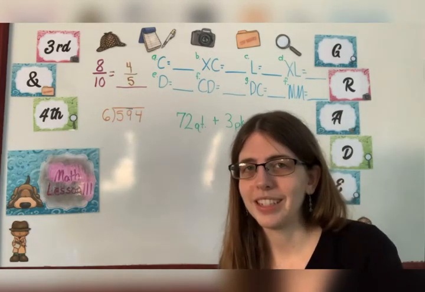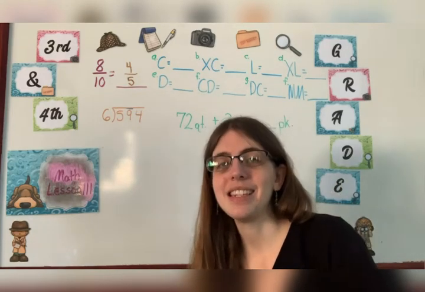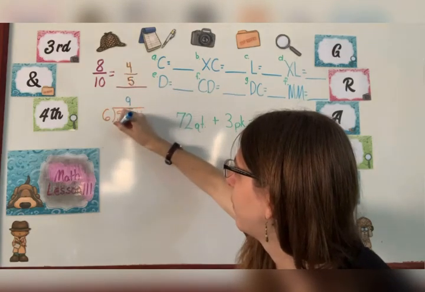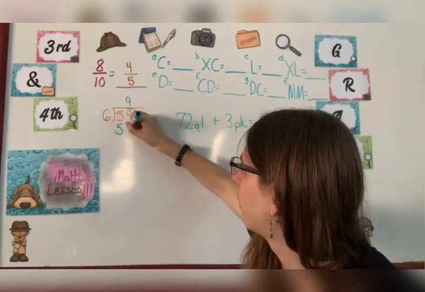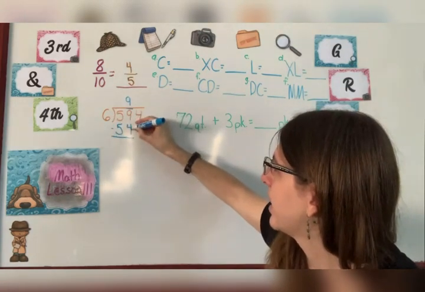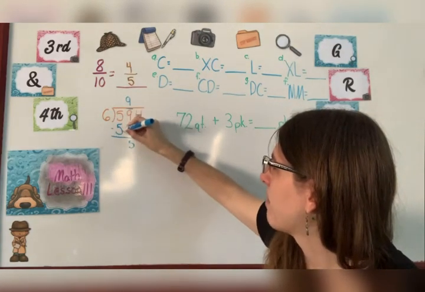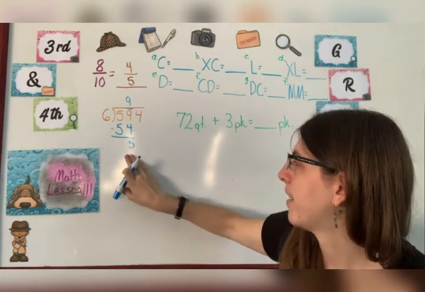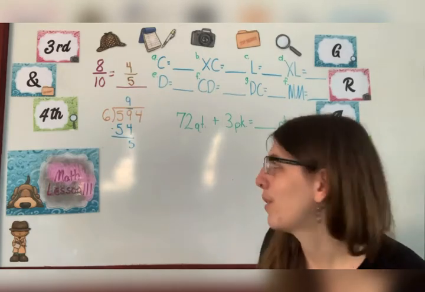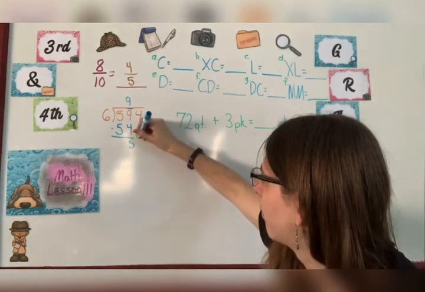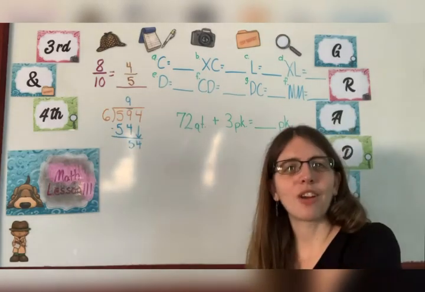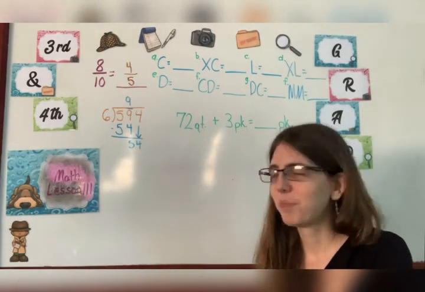The closest I can get is 9, because 9 times 6 is 54. Now I'm going to subtract. 9 minus 4 is 5. 5 minus 5 is 0, but I don't need to write it. I need to compare. Is 5 less than 6? Yes, so I can bring down my 4. Remember, in dividing, you just keep going until there aren't any more numbers to bring down.